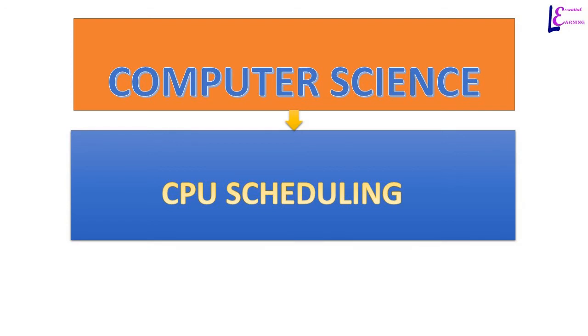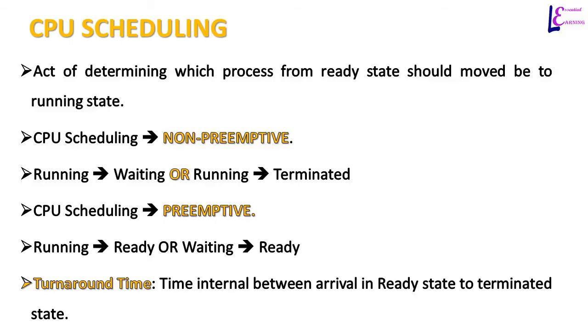There is still one aspect of the operating system that we will discuss in this video, that is use of CPU, or CPU scheduling. CPU scheduling is the act of determining which process from the ready state should be moved to running state. In other words, which process should be given access to the CPU.